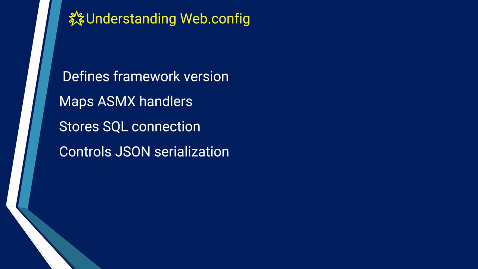The web.config file controls how your ASMX service behaves. It defines the framework version, maps the ASMX handlers, stores your SQL connection string, and manages serialization settings. Understanding this file is essential for debugging and deployment.